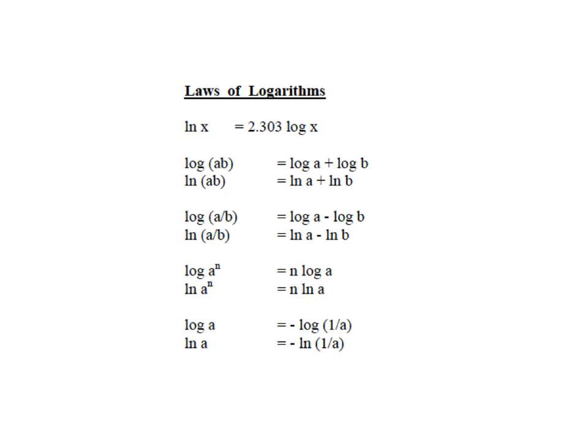This one we use quite often. Log A to the power n is n log A. And then the next one, log of A, is negative log 1 over A. So sometimes you want to take an inverse of what's in the argument of the log, and when you do, it becomes the negative. You can see that.